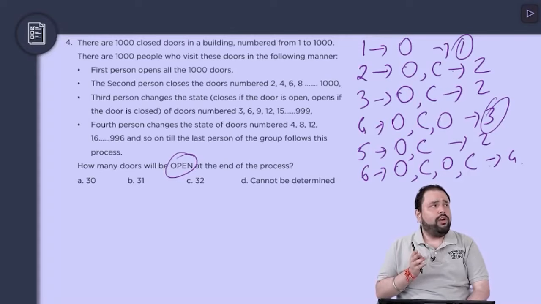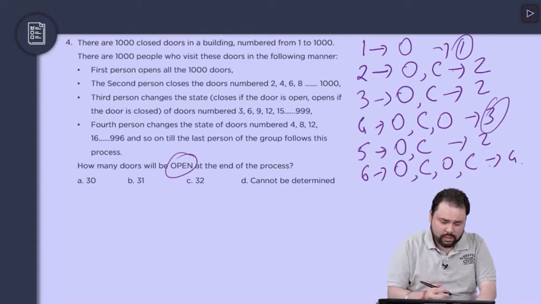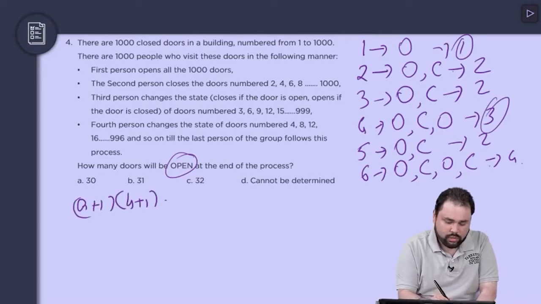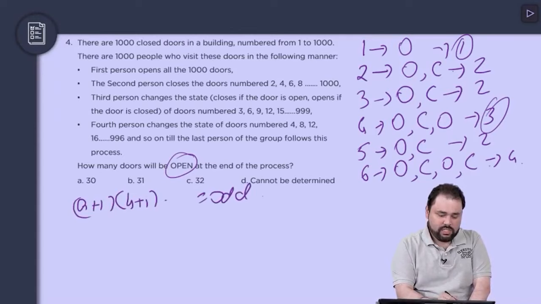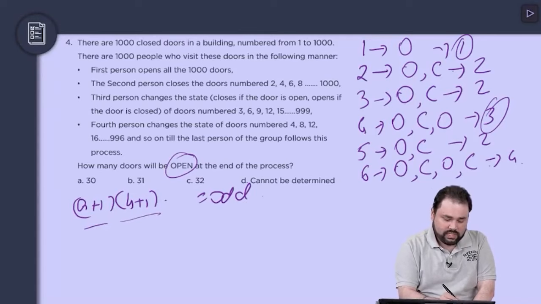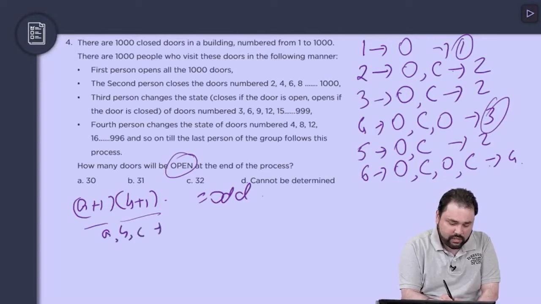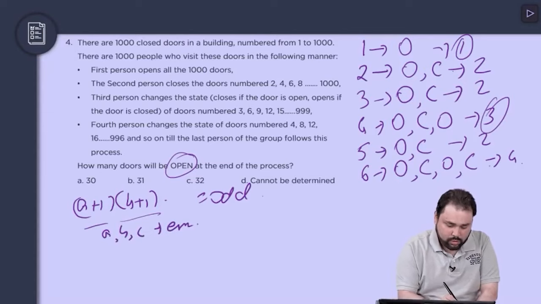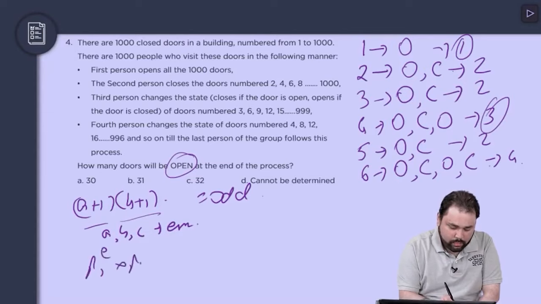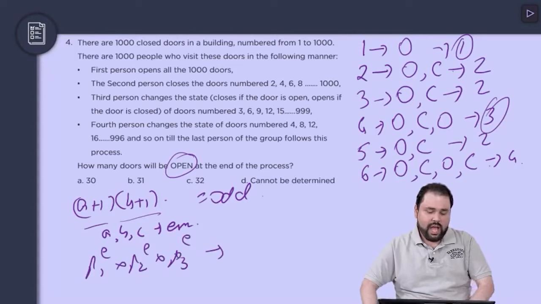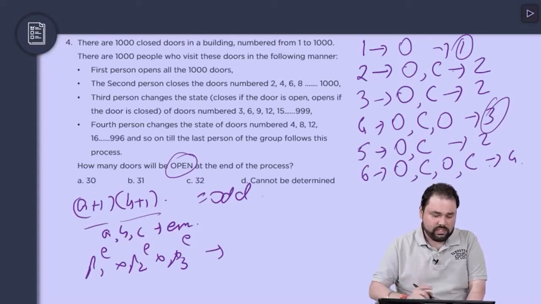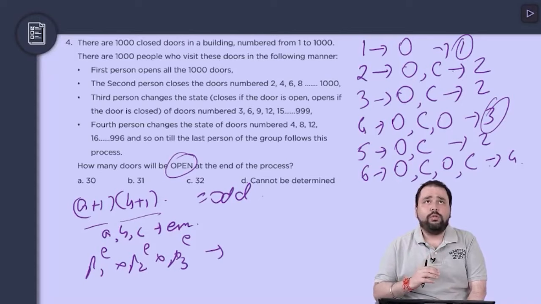Now for a number to have an odd number of factors, the number of factors of a number is (a + 1)(b + 1) and so on. Now this is equal to odd. That means each of these individually is odd, so a, b, c respectively are even. That means the number is some prime to the power of an even number: p1 to the power of even into p2 to the power of even into p3 to the power of even, and so on. Basically what I'm looking for is perfect squares. So only perfect squares will have an odd number of factors and will remain open. So how many perfect squares below 1000? Easy to do.